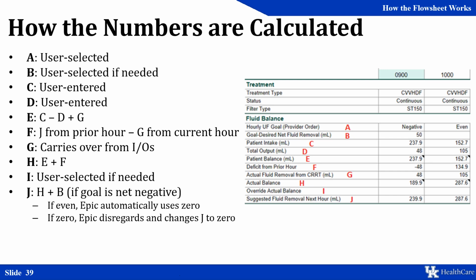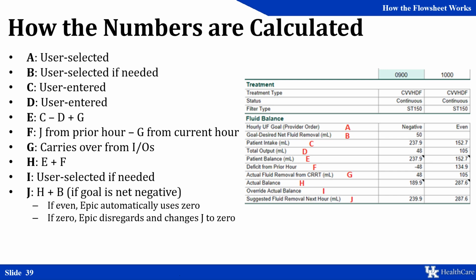Row E is patient balance. It's going to be the patient's intakes and outputs, but then we add back in the patient's CRRT fluid removal because we're asking the question, what would this patient look like if they weren't on CRRT? Row F is deficit from prior hour. It looks at the suggestion from the prior hour minus the actual fluid removal from the current hour, aka how much did you get off that you were supposed to.